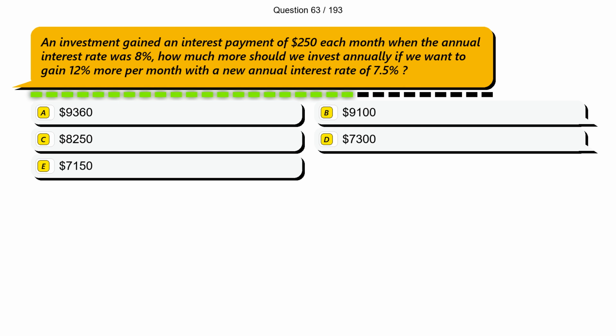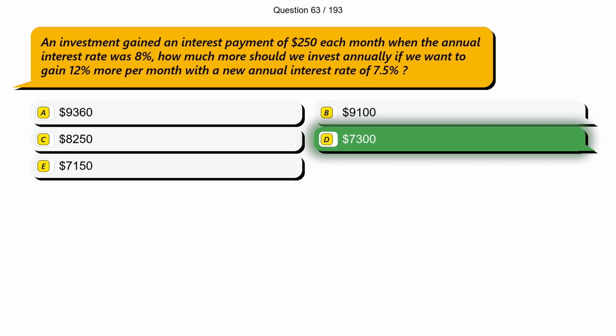Question 63. An investment gained an interest payment of $250 each month when the annual interest rate was 8%. How much more should we invest annually if we want to gain 12% more per month with a new annual interest rate of 7.5%? Option A, $9,360. Option B, $9,100. Option C, $8,250. Option D, $7,300. Option E, $7,150.